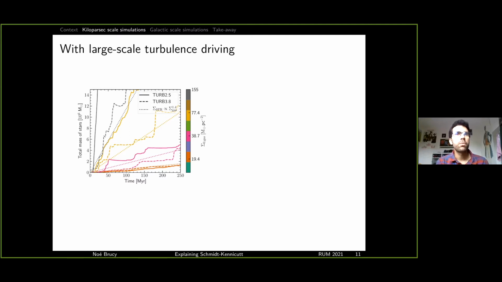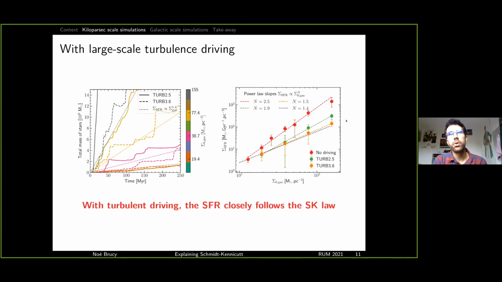So now we create fewer stars, and we are closer to the rates given by the Schmidt-Kennicutt law, and that can be verified if we do an average. So with the medium and the strong driving, we are closer to the Schmidt-Kennicutt law.